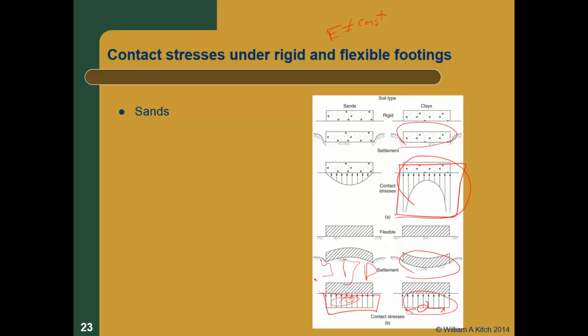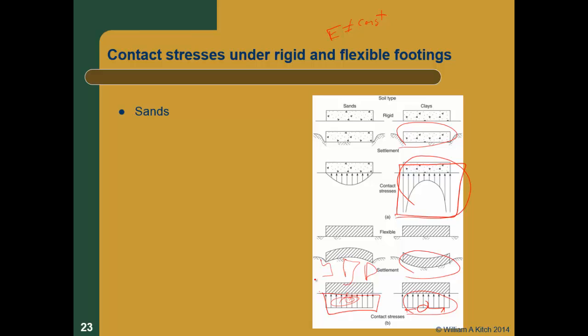This is why sidewalks and pavement slabs always break near the edges, right? There are other reasons, but that's one of the main reasons. You've got no support right under the edge, or very little.